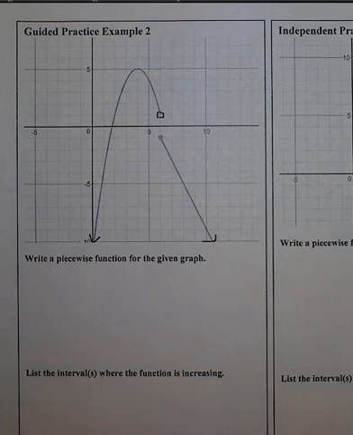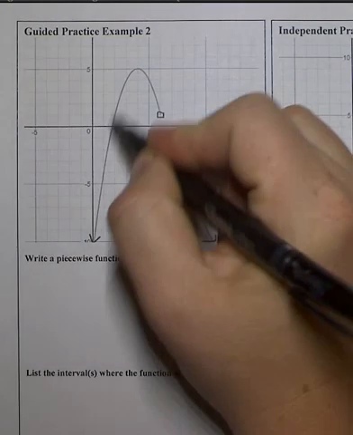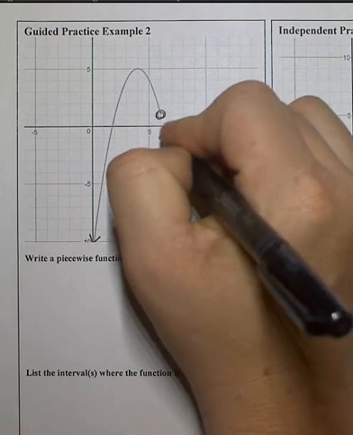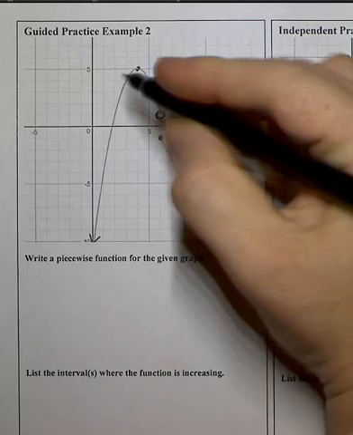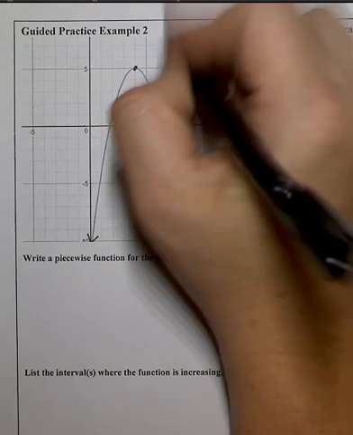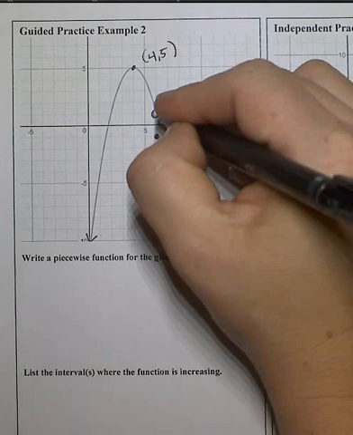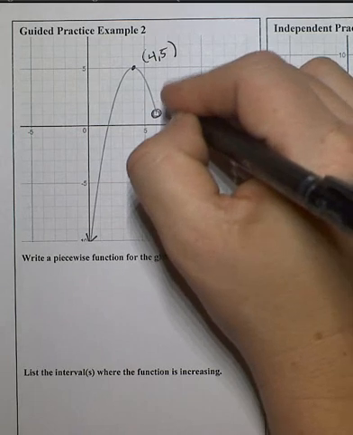Piecewise functions, guided practice example number 2. I want to write an equation of this parabola and this linear line. Notice this is an open circle and this is closed. I can see that the vertex occurs at (4, 5). And I want to find one other good intersection point, and you can always use this endpoint. In this case, it is (6, 1).